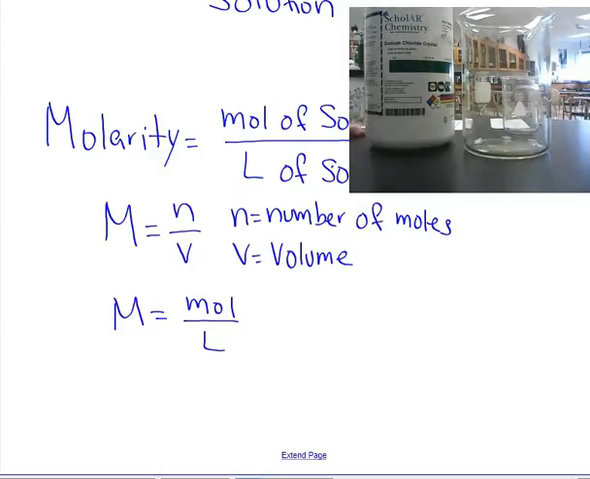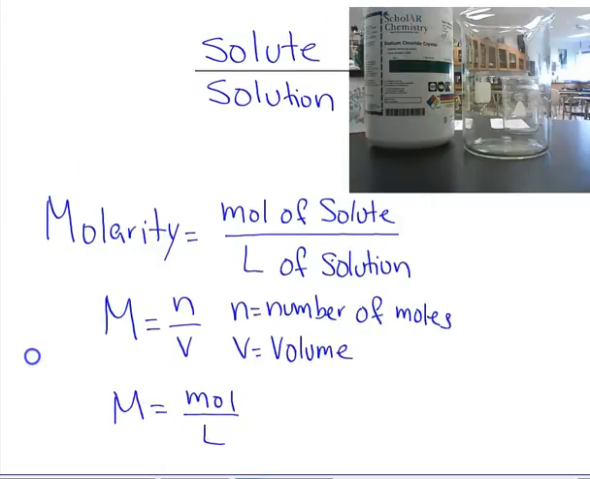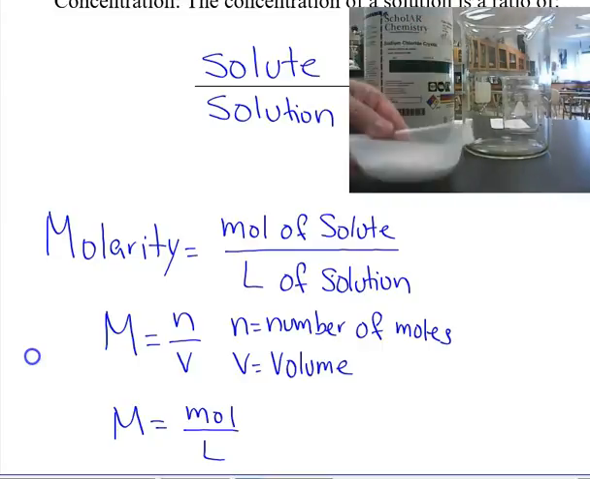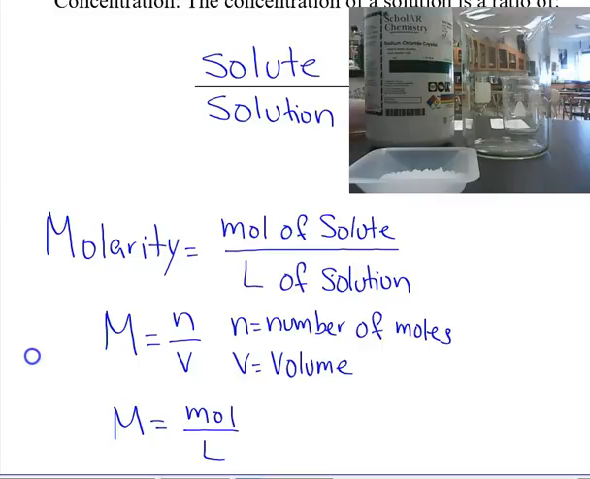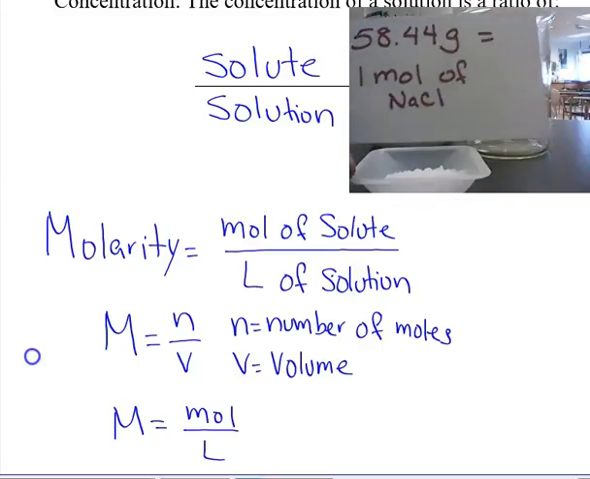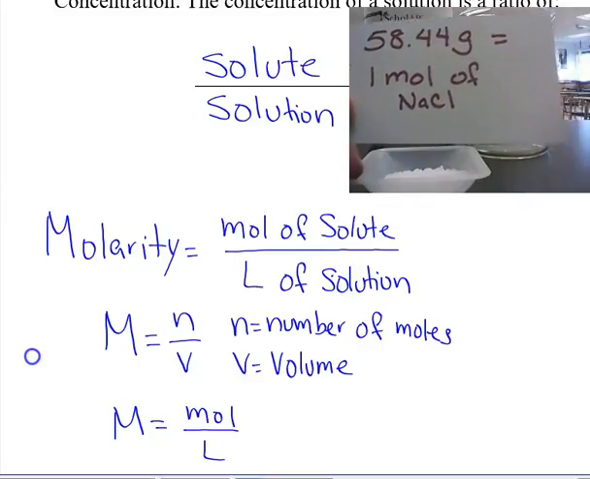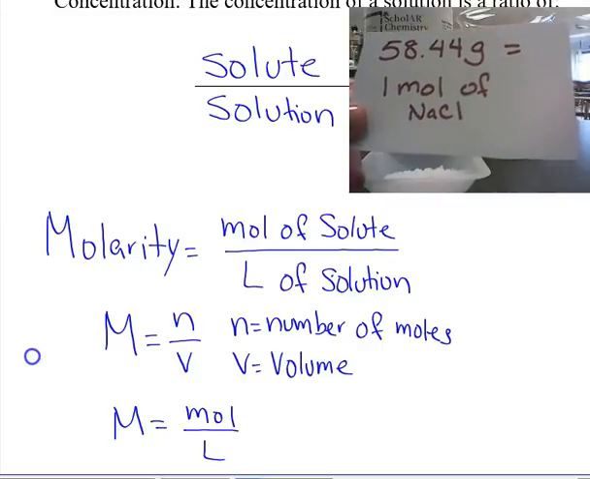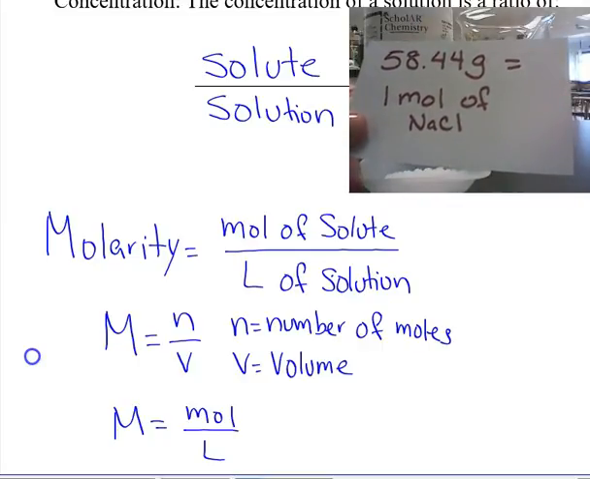So, one way that we're going to talk about today to measure concentration is called molarity. Now, as you probably imagined, molarity uses moles to talk about the amount of solute. So, what I've done is I've massed out 1 mole of sodium chloride here. Now, remember that sodium chloride has 58.44 grams in 1 mole. So, I needed to measure out 58.44 grams for NaCl.